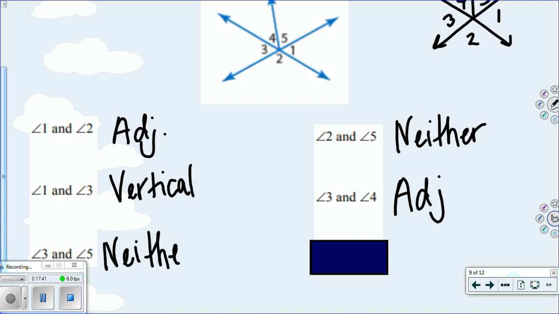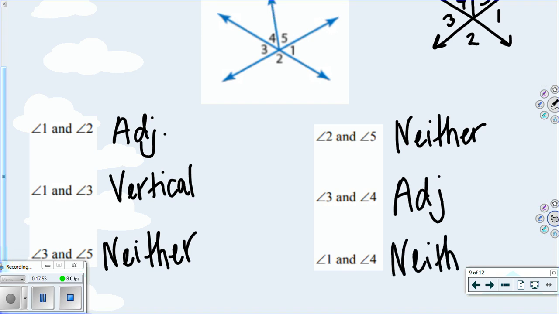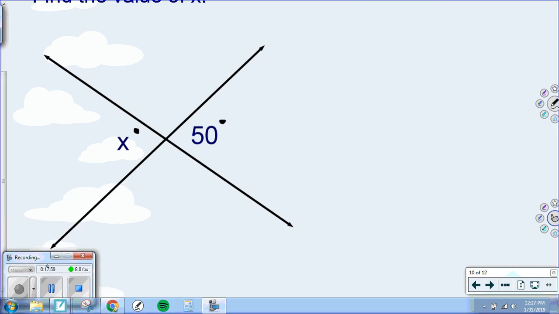Mohammed, what's my equation? 2x equals 120. Thanks. This one is equal to this one. So 2x is equal to 120. I need to divide by 2. And x is equal to 60. Am I done with this problem? No. I want to know what's the missing measure. So 2 times 60 is 120 degrees, which is true.